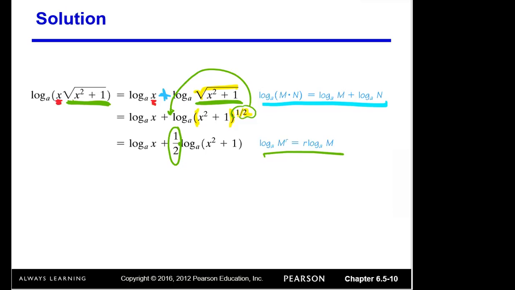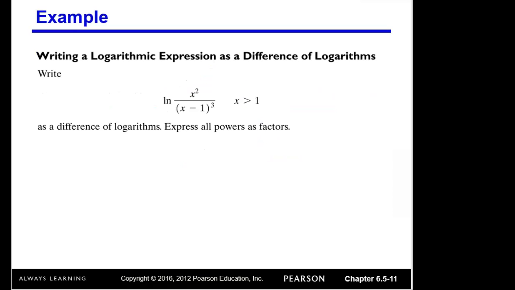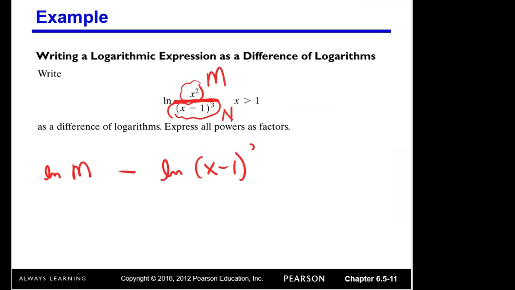And that's your answer. You just wrote it out as multiple logarithms. And then they want you to write this one as a difference of logarithms. And keep in mind that it is a division right here. So the x squared is like the m and the x minus one cubed is like the n. So this would be the natural log of the m minus the natural log of the x minus one cubed.